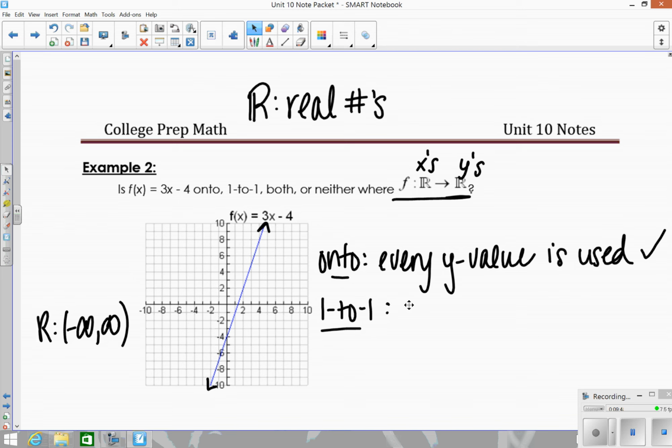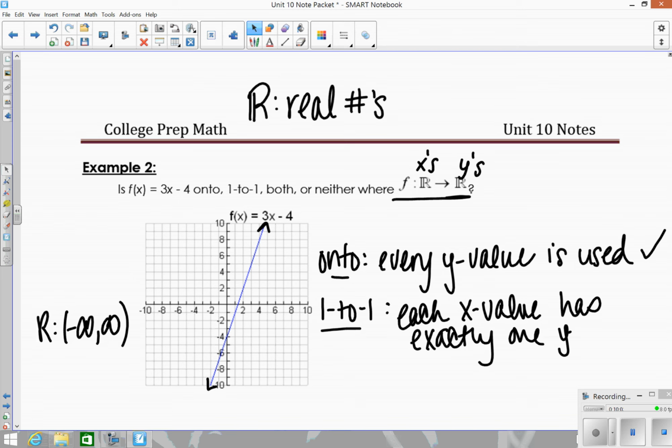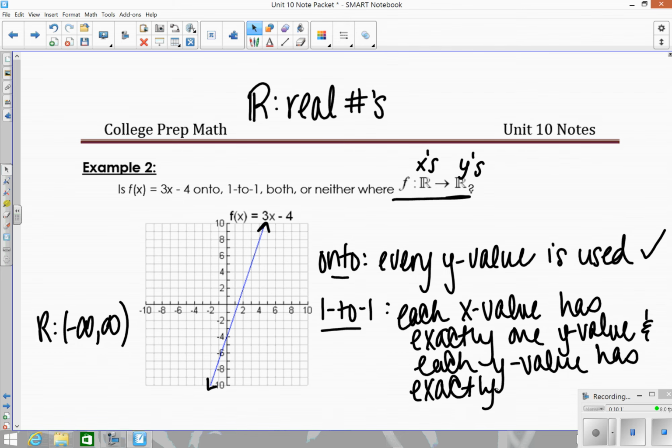So that means it is 1 to 1 because each x value has exactly one y value, and each y value has exactly one x value. So this is true.